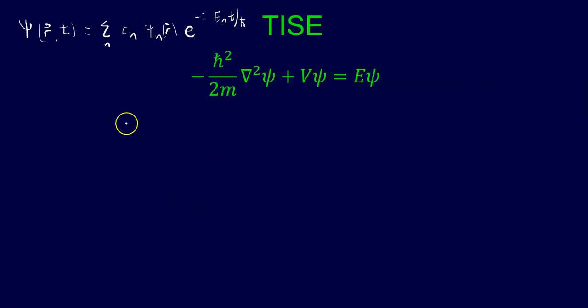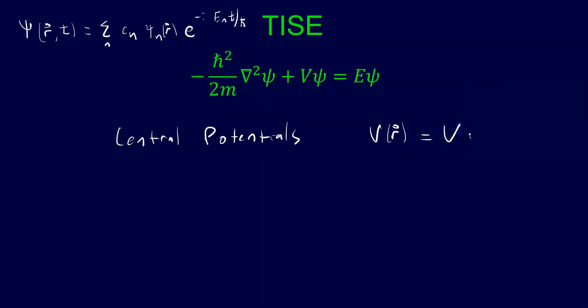Now, we're going to find that many of the applications we make in 3D are going to be with what we call central potentials. And a central potential is a potential, so our potential is assumed to be a function of r, but ends up being only a function of the absolute value of r.